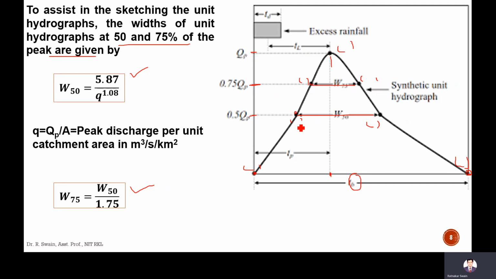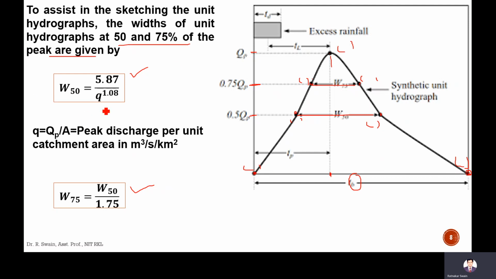So 1, 2, 3, 4, 5, 6, 7 points are known. Now we can join these points by straight lines. Whatever the unit hydrograph we get, that will be the approximate unit hydrograph, not the exact. Since there is no observed hydrograph, there is no other way to determine this unit hydrograph. This is the only way. Using this Snyder's method, or this synthetic unit hydrograph method, we can determine it.